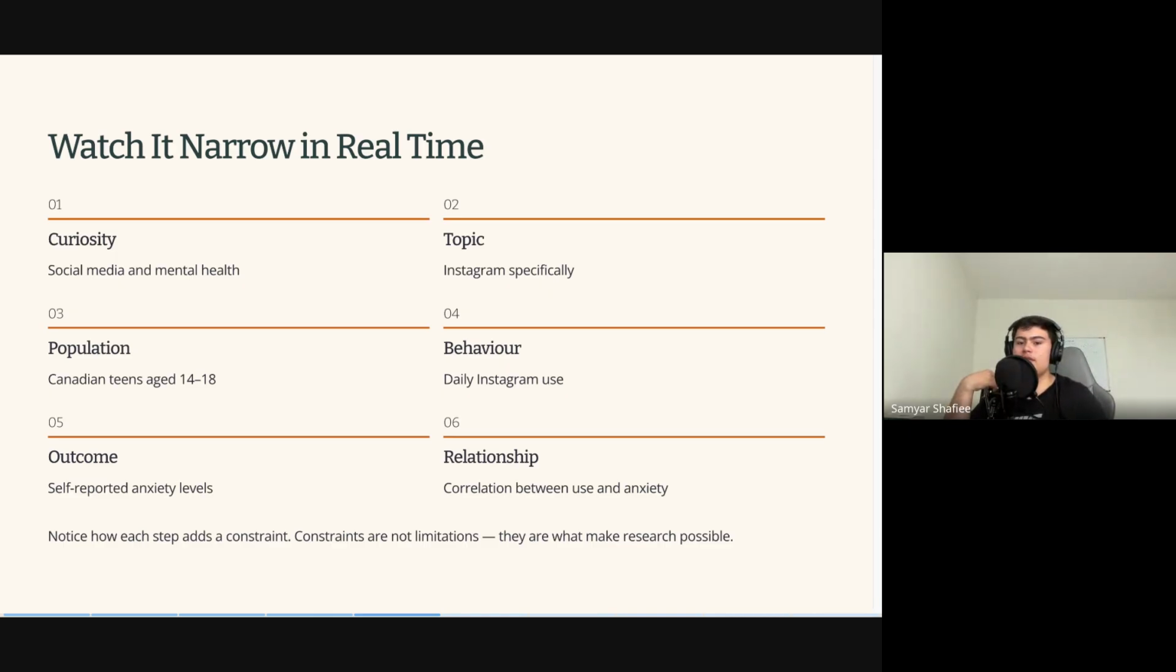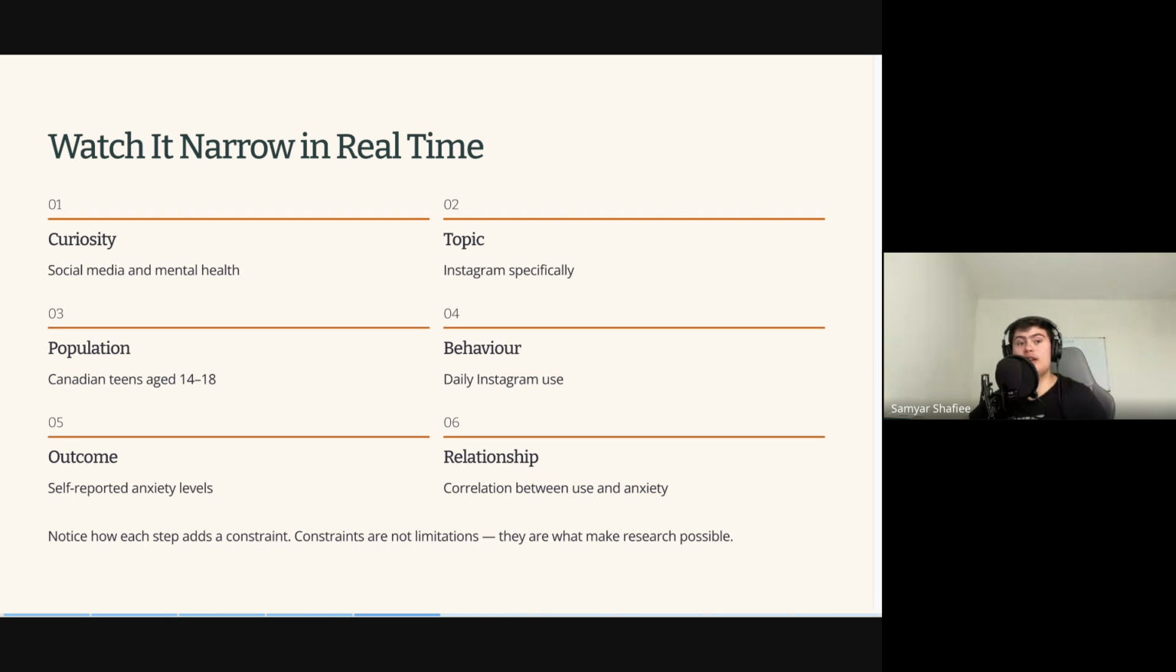Then the topic: I want to go to Instagram specifically, because Instagram, who doesn't like Instagram? Am I right? So I'm going to study Instagram. And population, let's say Canadian teens age 14 to 18. Again, here we don't even classify by age, we also say their nationality.